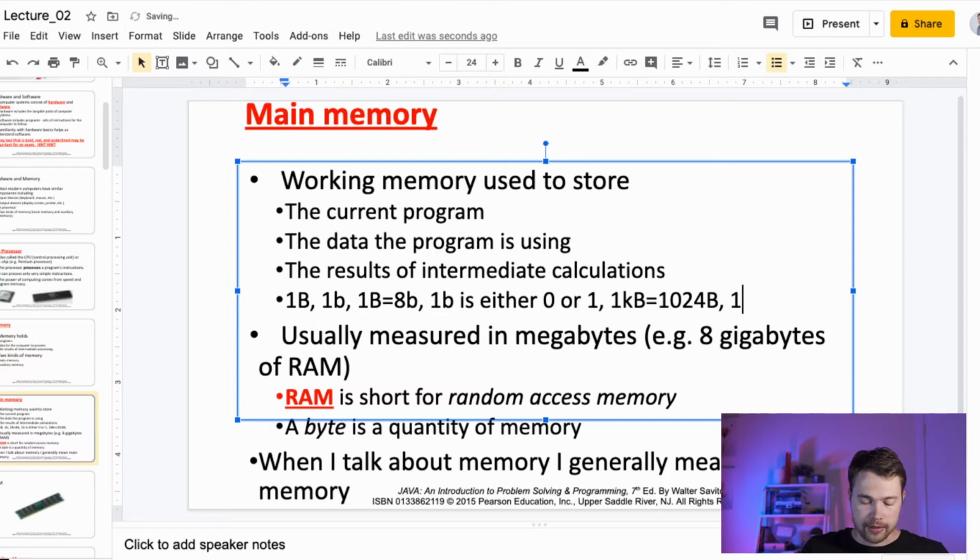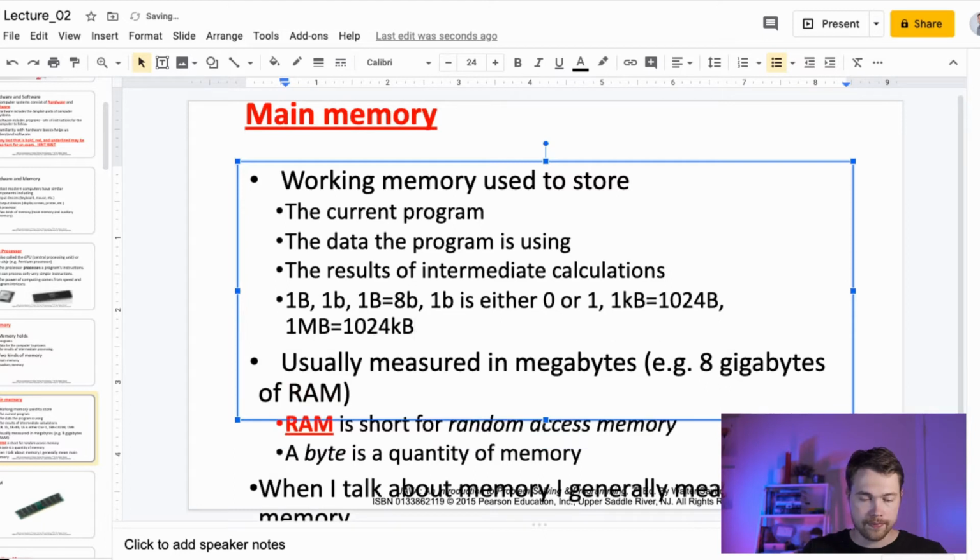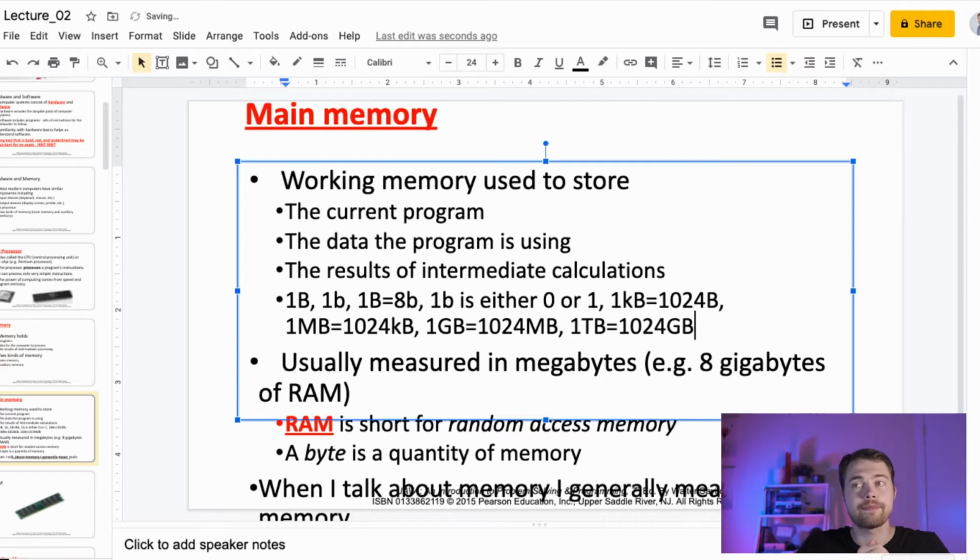Also, 1 megabyte, 1 MB, is equal to 1024 kilobytes. Now, 1 gigabyte is equal to 1024, can you guess? Megabytes, like this. And then 1 terabyte is equal to 1024 gigabytes. Okay, hope it makes sense. And then I think there's petabyte and so on and so forth.